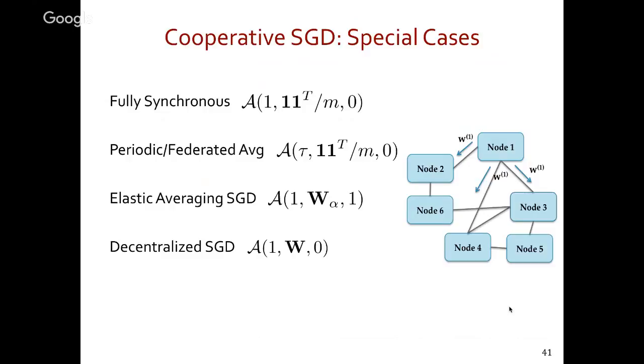And as I said before, fully synchronous, periodic averaging, elastic averaging, they all become special cases of this general framework with different values that these 3 parameters take. And we can, in fact, even construct many more variants that have not been studied so far using this framework. So a main contribution is that we can actually get a convergence analysis of this cooperative SGD framework.